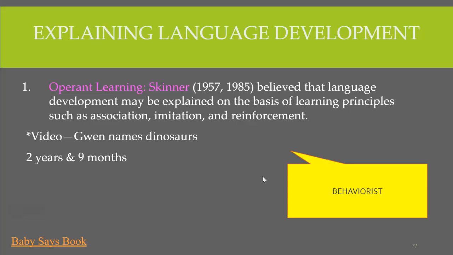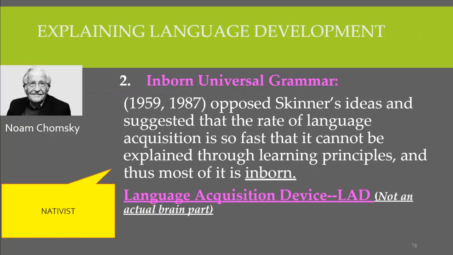Some different theories on language development. The operant learning theory, based off Skinner, who we know was a behaviorist. He said that children develop a lot through imitation, association, and reinforcement. So really encouraging children to repeat words, rewarding them, and cheering for them when they say words.